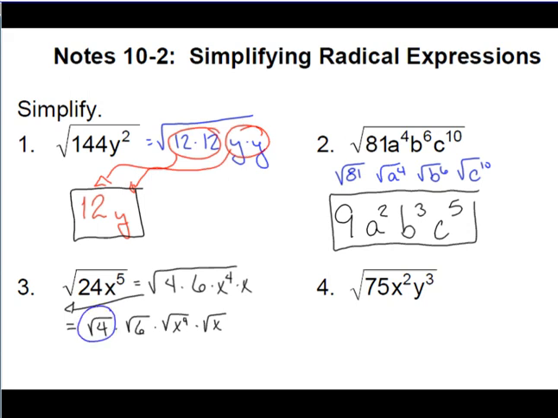Well, this one right here, square root of 4, that's 2. Square root of x to the 4th power would be x squared. These two pieces here get left under the radical, and I can write them under one radical. So it'll be the square root of 6x. And that would be our final answer for that one.